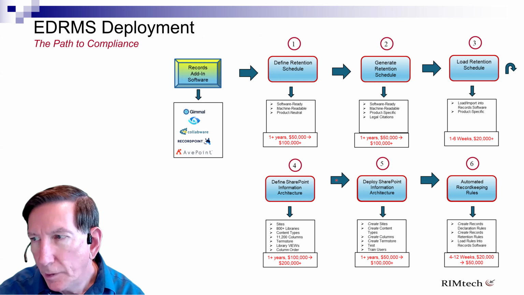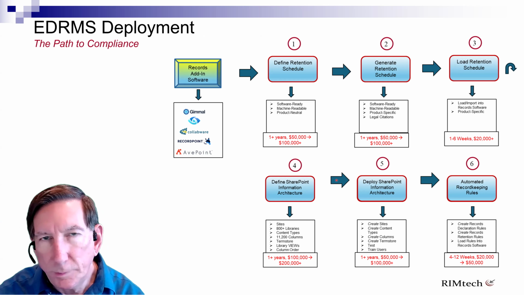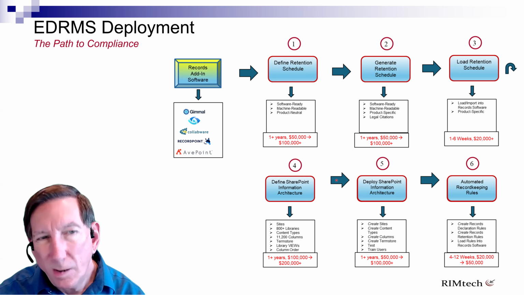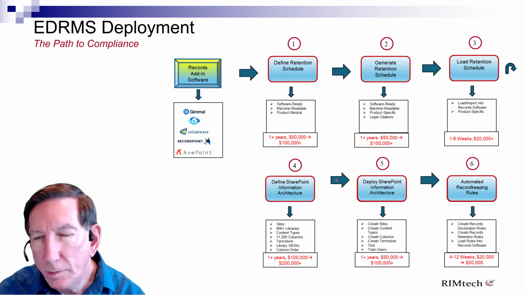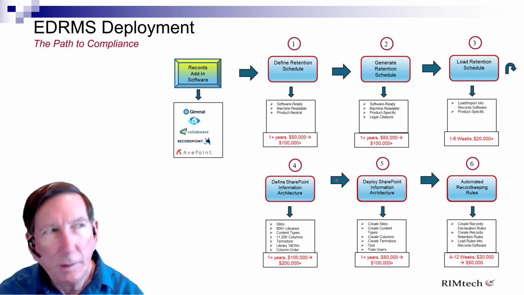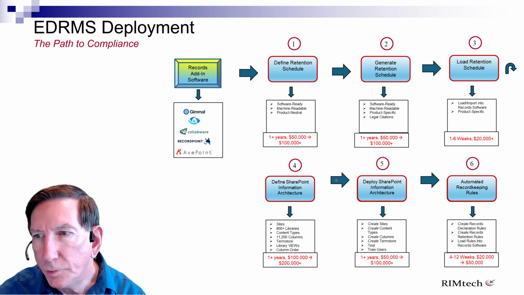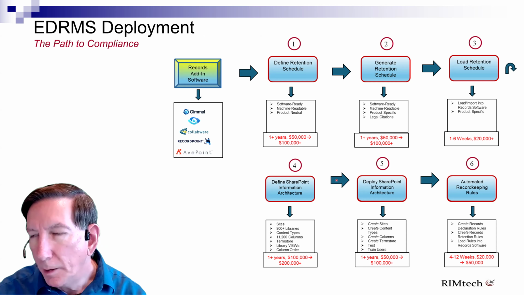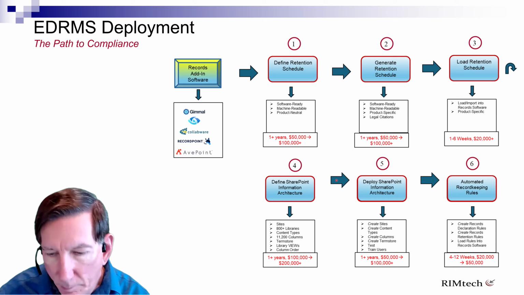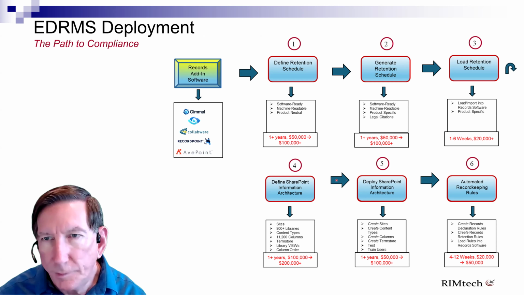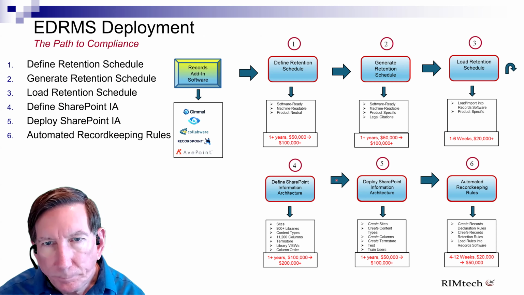Step 6 is create automated record keeping rules. That means content rules, okay? Content rules. And that's what I've been saying for a while now, which is that's the secret sauce to an EDRMS. Few people understand that fully, but step 6 is really, really important. So we're going to cover each of these 6 steps, okay?